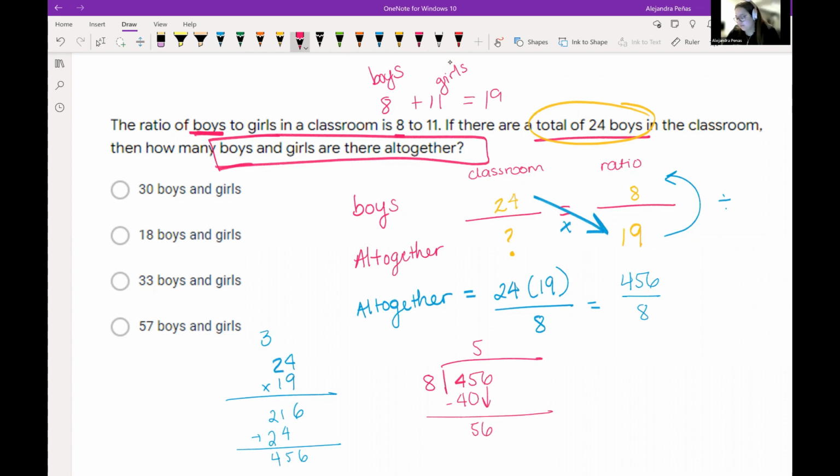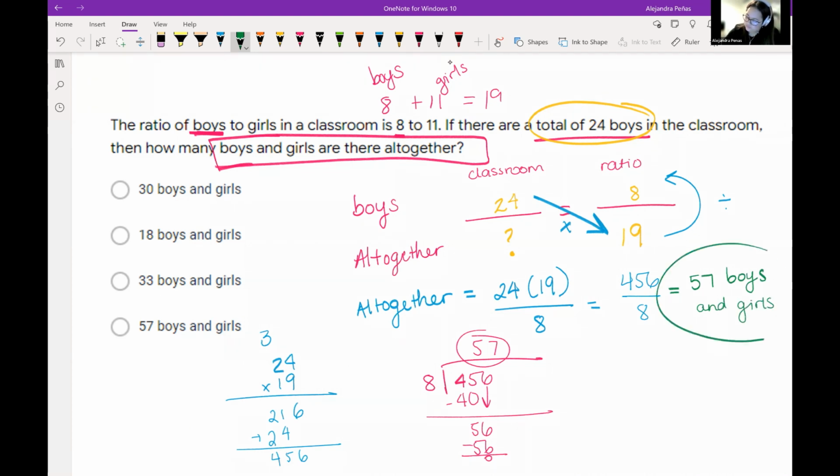How many times does 8 fit in 56? Well, that's going to fit in there 7 times. 7 times 8 is 56. So we get our remainder of 0. So this is our final answer. So in total, all together, there are 57 boys and girls. So the answer is this one.